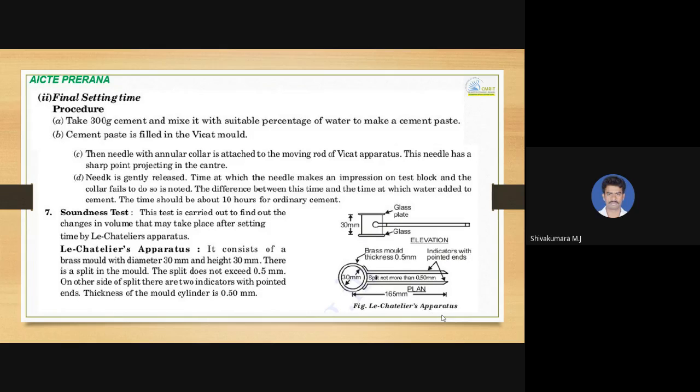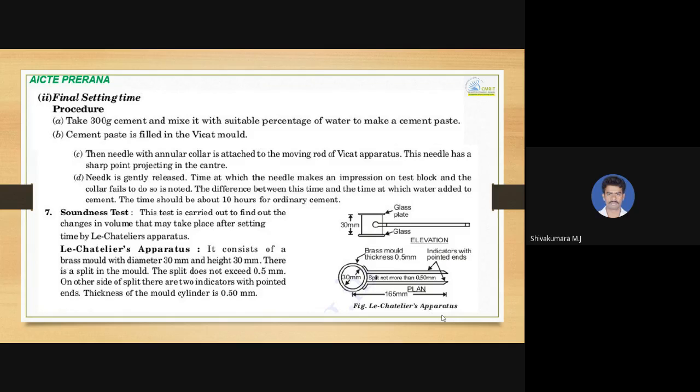Next, it is the soundness test. So we expect the cement to be sound enough when we use it. And the IS codal specifications for initial and final setting time: it should not be less than 30 minutes for initial setting time, and it should not be greater than 600 minutes in case of final setting time.